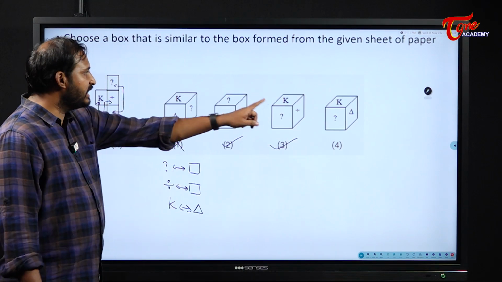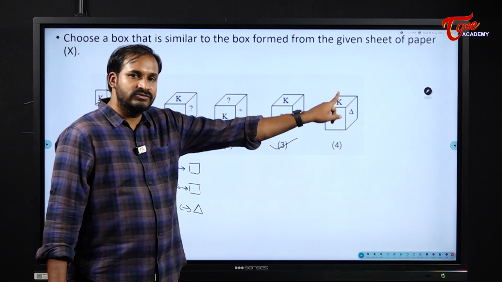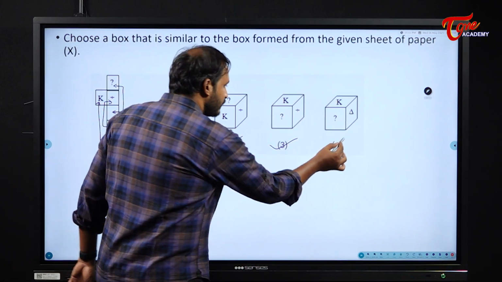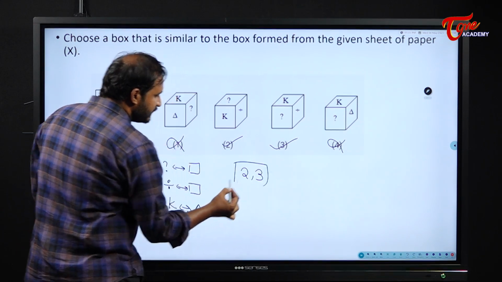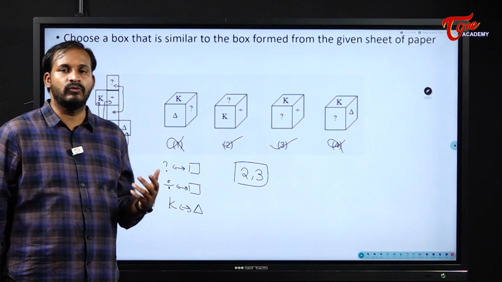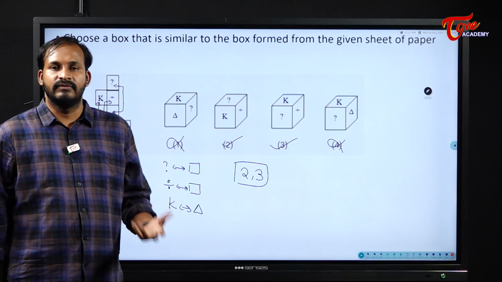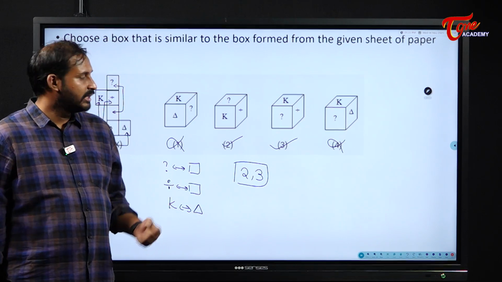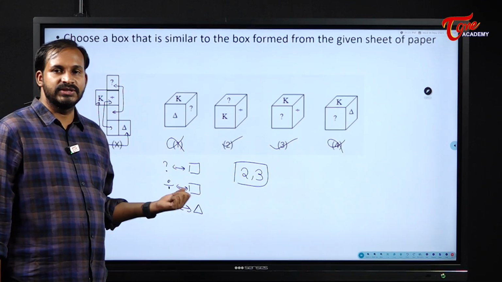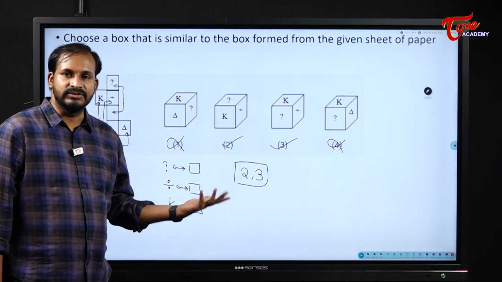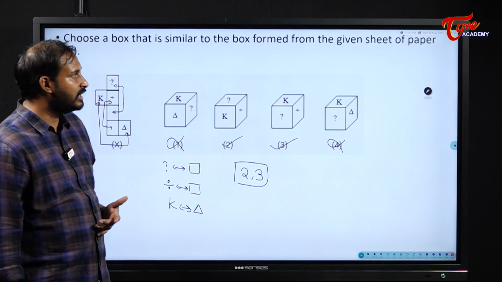Next, K and triangle. Is it possible for us to see both K and triangle simultaneously? No. So here both 2 and 3 are correct for us. Second and third projections are correct. Simple, students, only by option verification we can solve these questions. First of all, you need to write the opposite pairs and then simply observe which opposite pairs are possible for us here or not. That's it. Okay, next one.